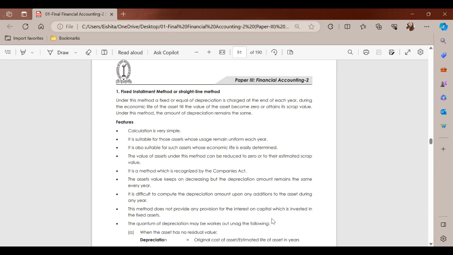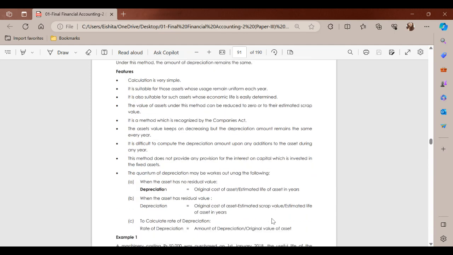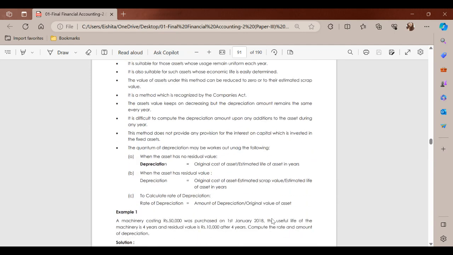The quantum of depreciation may be worked out using the following formula. Depreciation is equal to original cost of asset upon estimated life in years. So you divide, and that will give the depreciation. The depreciation that comes out is what you will charge every year. So depreciation is the value of the asset divided by the useful life in years.